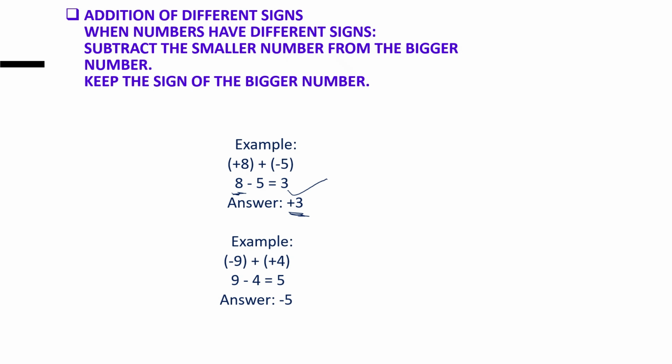Example: negative 9 plus 4. 9 minus 4 will give you 5. Your answer is negative 5.